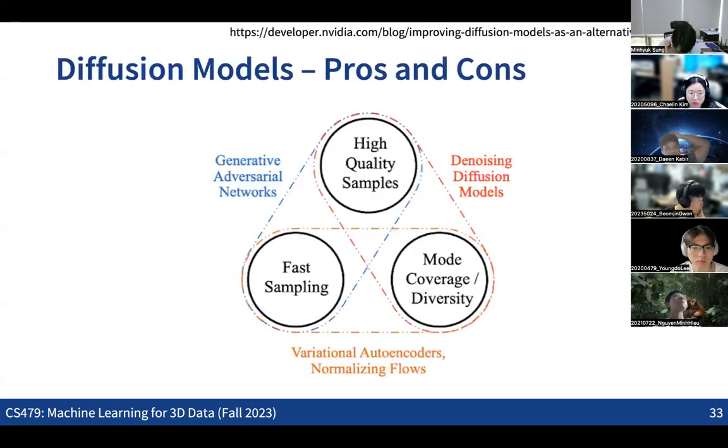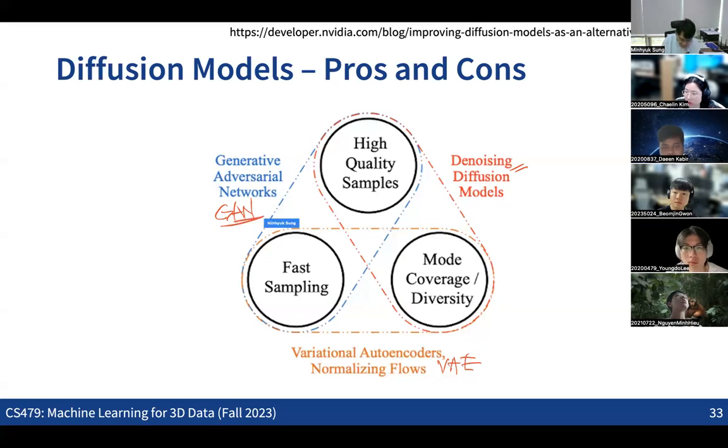The good thing about diffusion models is that we can compare them with other generative models like the GAN and the VAE. The good thing about the GAN is that it can produce high quality samples, and the sampling process is quite fast. But we know that the GAN can be very unstable in that it can have mode collapse problems and lose diversity in the sample points. The good thing about the VAE is that sampling can be very fast, and it also does not have these mode collapse issues.